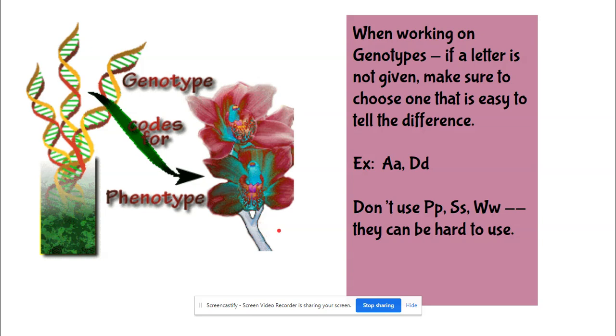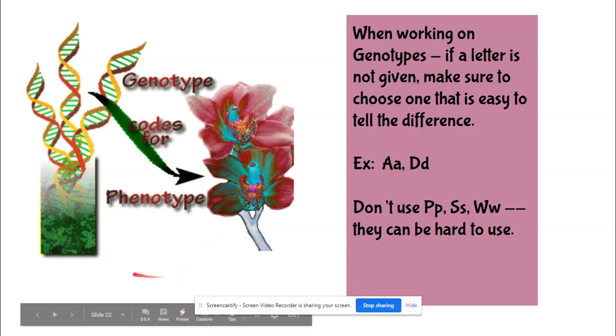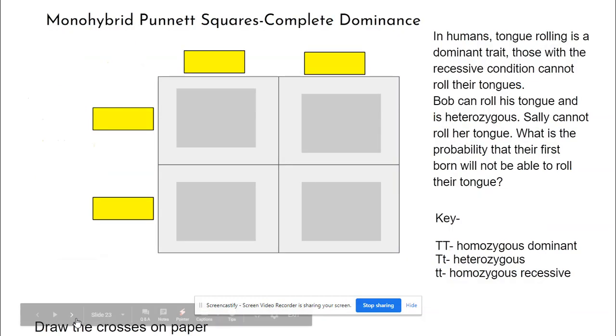Now, when working on Punnett squares or when working with genotypes, if a letter is not given, make sure you choose one that's easy to tell the difference. Like letters like A and D and B, you can really see the difference between a capital and a lowercase letter. But if you use the letters like P, S's, W's, I've even noticed C's, those can be really hard. And usually if you make a mistake, it's just because you can't tell the difference between a capital and a lowercase.